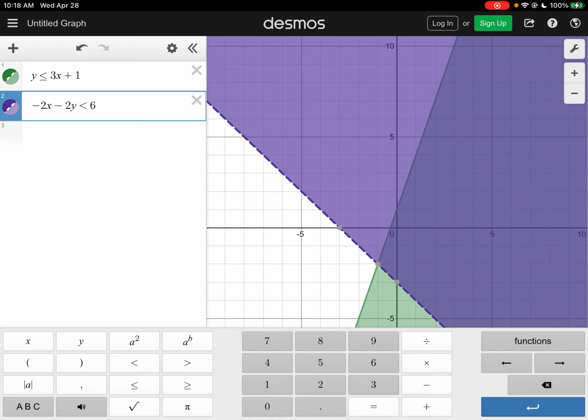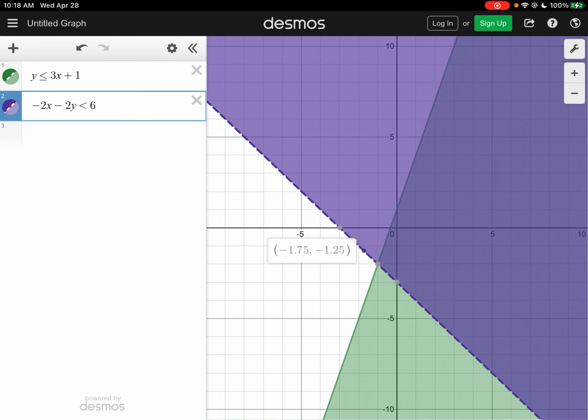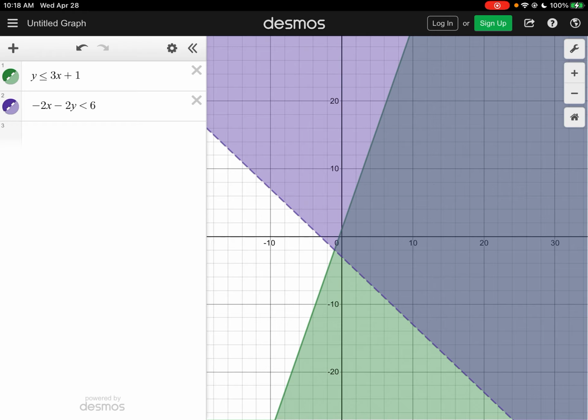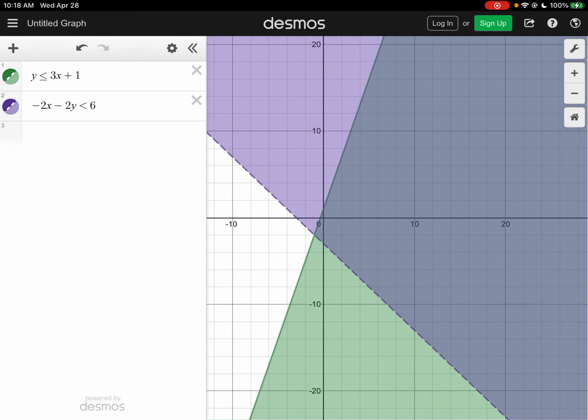So if you look at this, see if I can zoom out. It's this darker grayish area. Okay, that's where my solutions are for both of these inequalities. The darker gray on my screen.